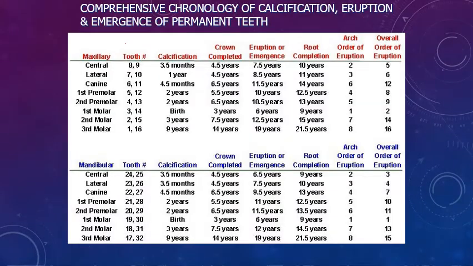So this is the comprehensive chronology, and we'll be looking at different aspects. We'll be starting off with maxillary teeth, followed by mandibular teeth, and then these are the 5 areas that we will be looking at. The first thing is calcification, followed by crown completion, and then eruption or emergence sequence, and then the root completion, and finally the order of eruption.